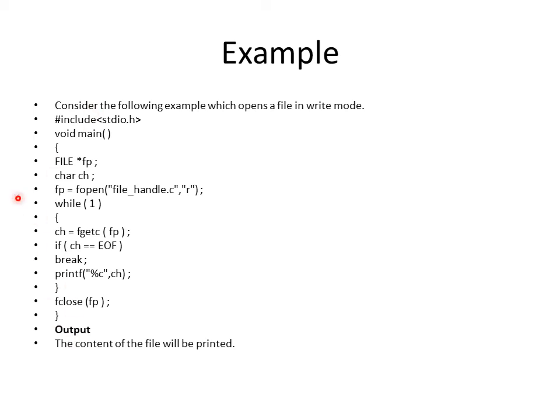After doing all these works, we should close the file. For that reason, we are using the fclose function, and fp is the file which is opened here. See here it has been opened and here it has been closed. In between these, I am doing a task, that is getting a file, fetching the data and printing the data. Thank you.